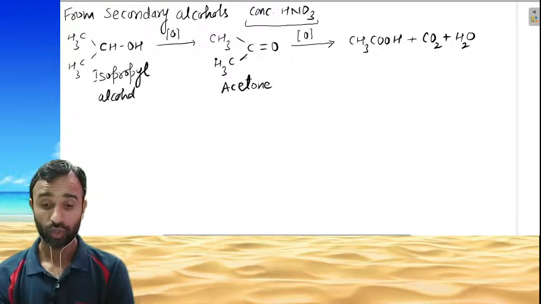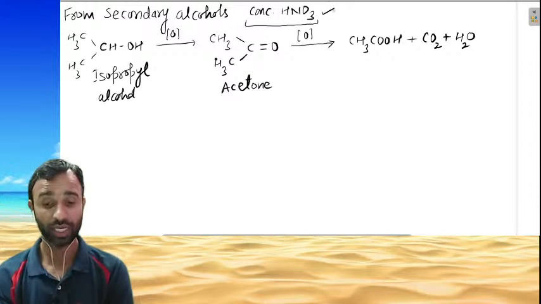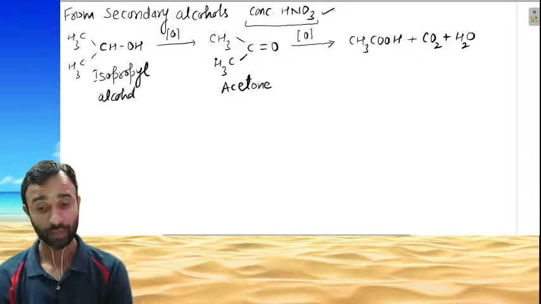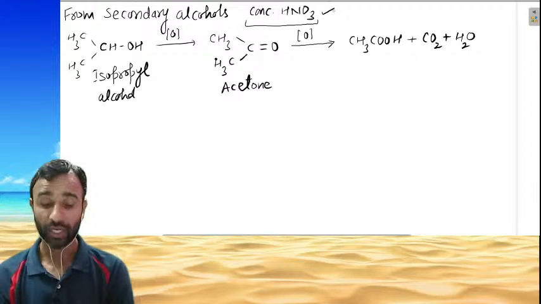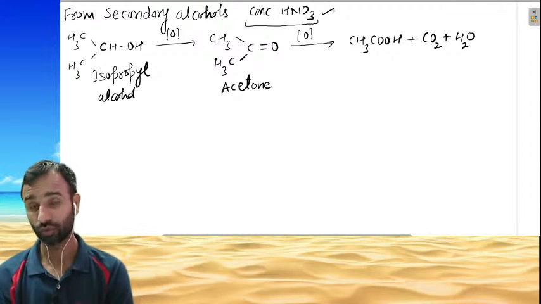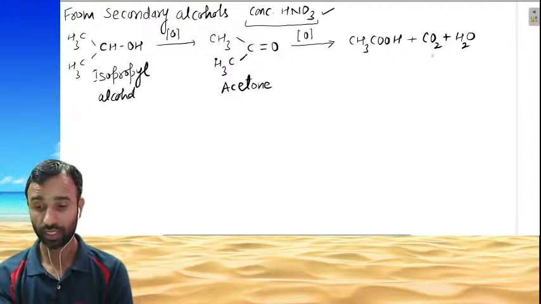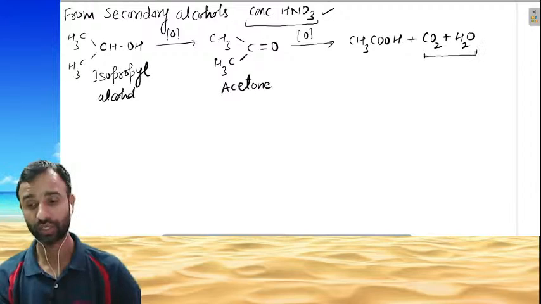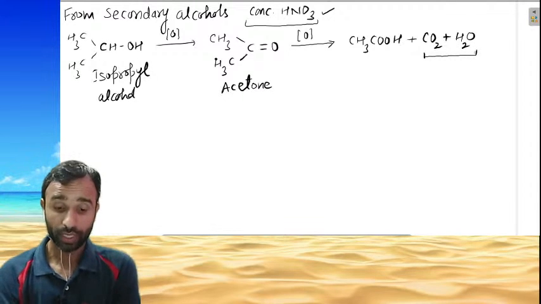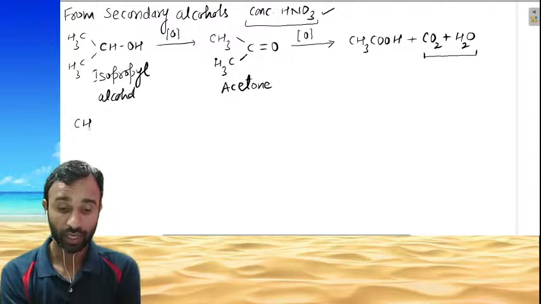Now ketones, say ketones are oxidized with concentrated HNO3. But if we have symmetrical ketones, say in this case we first get methanoic acid. Methanoic acid gives carbon dioxide and water. What if we have an unsymmetrical ketone?